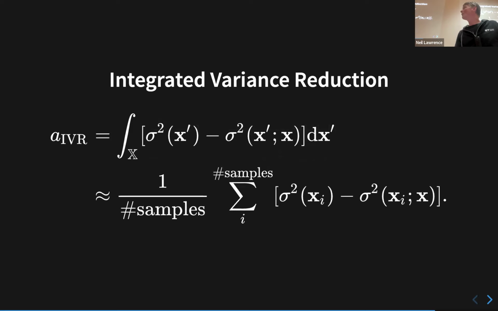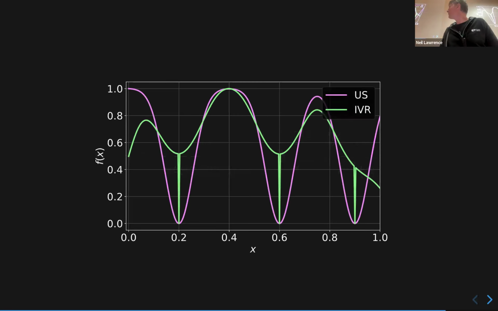So what we do, though, in practice, it turns out to have a problem. And there's an alternative, which is called integrated variance reduction. And we'll come back to the point when we do this sort of example in practice, and we'll see who can spot what the problem is. So this is the acquisition function for that first point. Pink is uncertainty sampling. And remember, high is good. And green is integrated variance reduction.